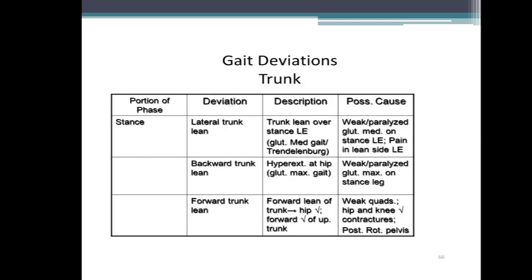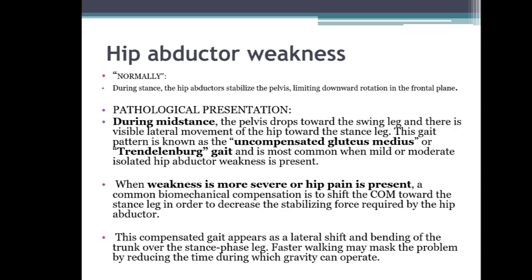The deviations at the trunk during the stance phase: there could be lateral trunk lean, which could be due to weak or paralyzed gluteus medius in stance phase; backward trunk lean, which could be due to weak gluteus maximus in stance phase; and forward trunk lean, which could be due to weak quads, or hip or knee contracture.